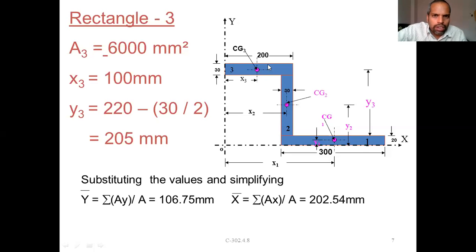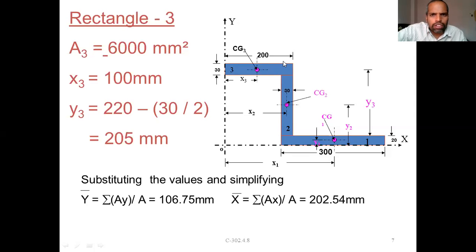So if you see the figure, you can draw one conclusion here. What is the centroid definition? In a very simple way, you can say that it is a point where the entire total area is assumed to act. That is nothing but your centroid definition, right?